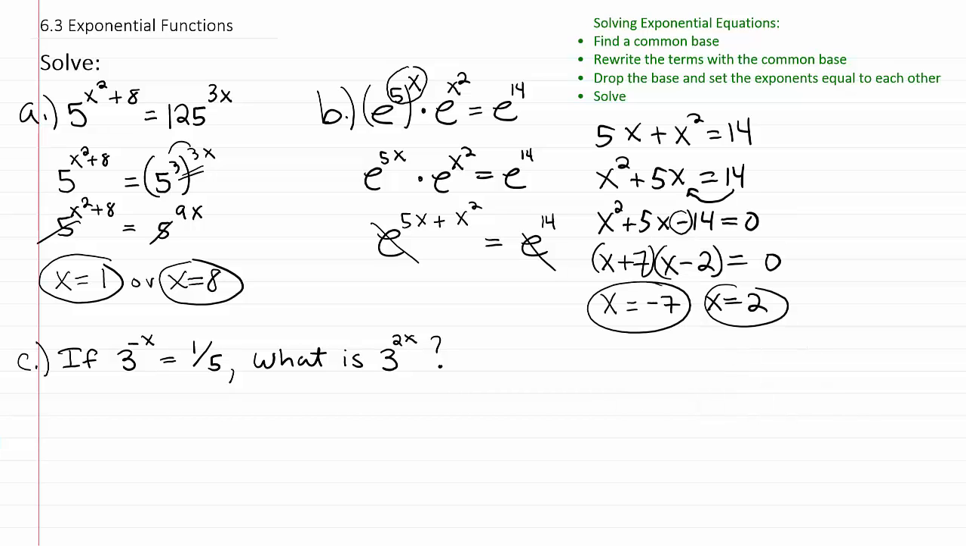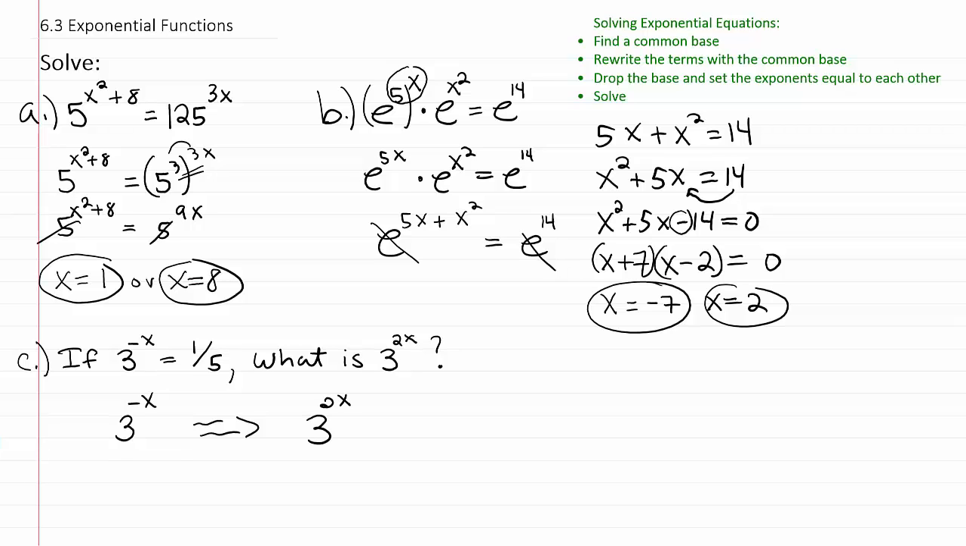All right, let's go ahead and look at the last one, which is C. It says, if 3 to the negative x is equal to 1/5, what is 3 to the 2x? Well, in order to solve this, we're basically thinking along the lines of what we thought of before, which is essentially to rewrite the exponent in a useful way. Now, it's a little bit peculiar here because we have this 3 to the negative x, and we're trying to relate that somehow. How does that relate to this idea of 3 to the 2x?